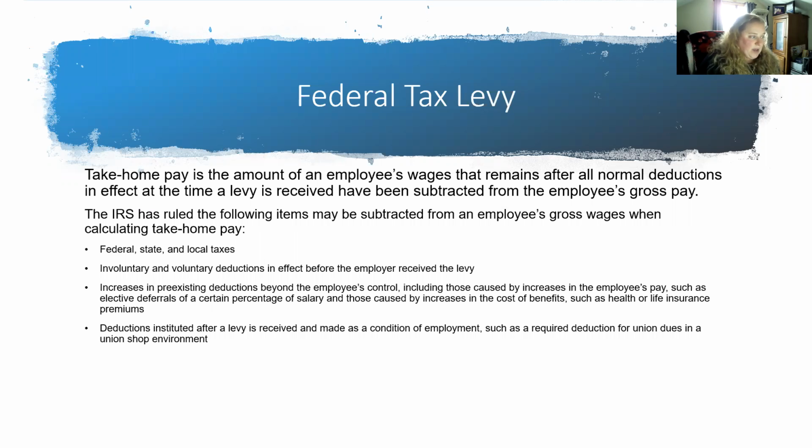So take-home pay is the amount of the employee's wages that remains after all normal deductions in effect at the time a levy is received have been subtracted from the employee's gross pay. So this is where I think those medical or FSA deductions, or anything that's in place at the time the levy is received, get to remain in place before that take-home pay is calculated.